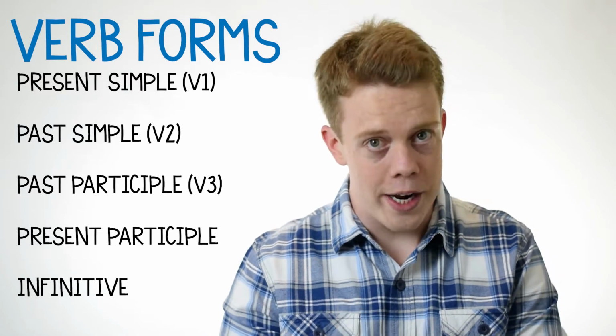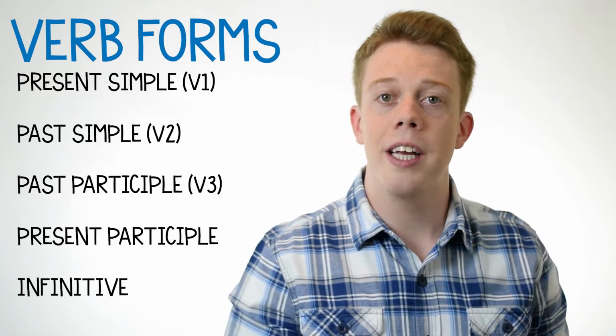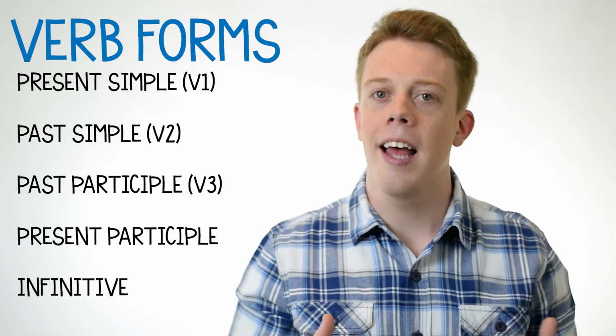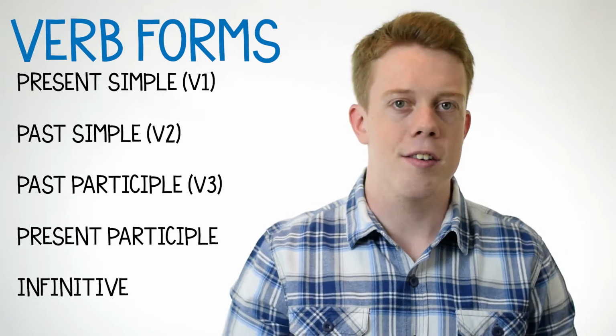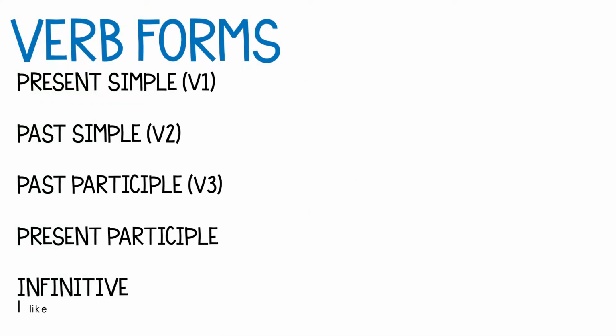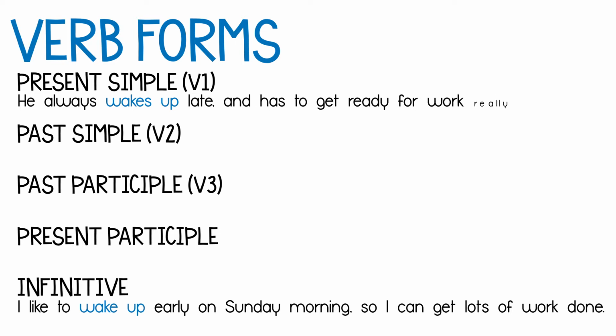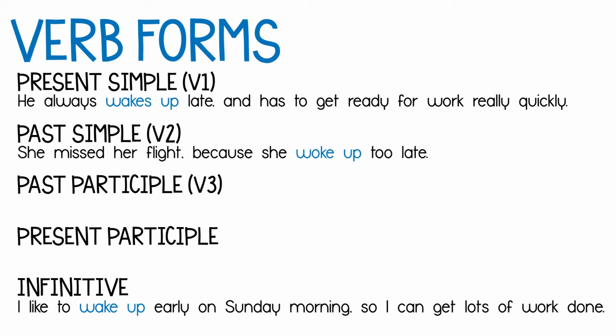Let's take the verb wake up and make sample sentences using it in every one of its verb forms. Afterwards, we'll analyze them and see why exactly that verb form was used in that sentence. The infinitive. I like to wake up early on Sunday morning so I can get lots of work done. Present simple, or verb 1. He always wakes up late and has to get ready for work really quickly. Past simple or verb 2. She missed her flight because she woke up too late. Past participle or verb 3. What is the latest time you have ever woken up?